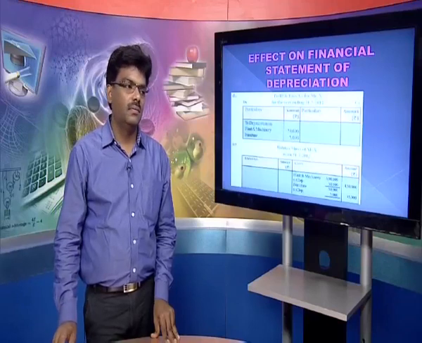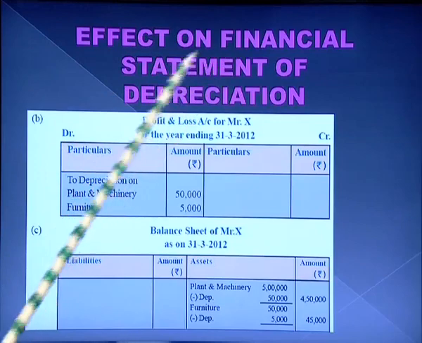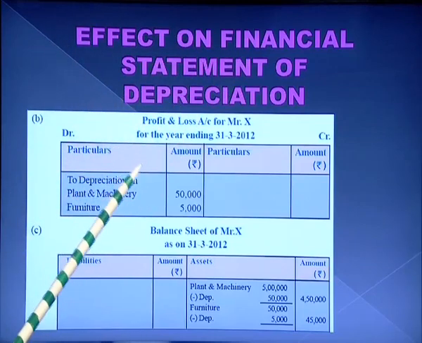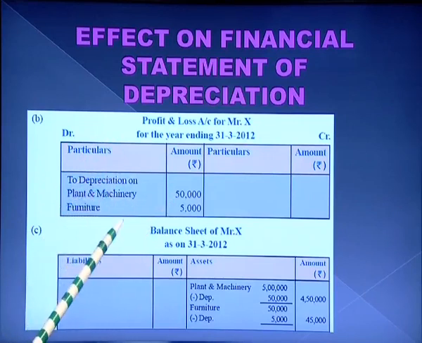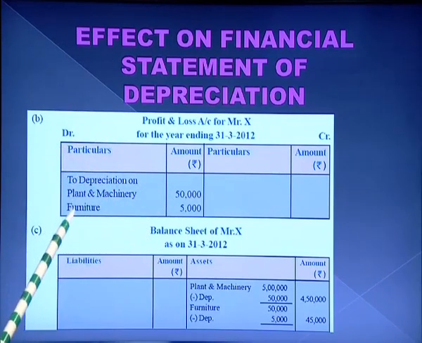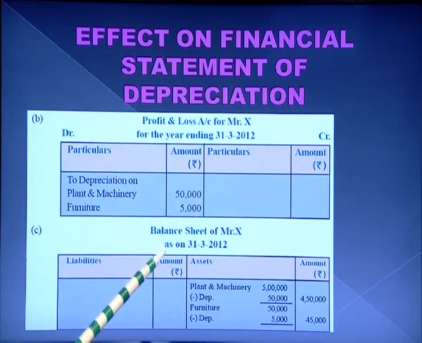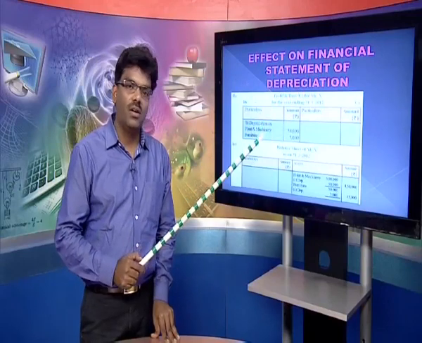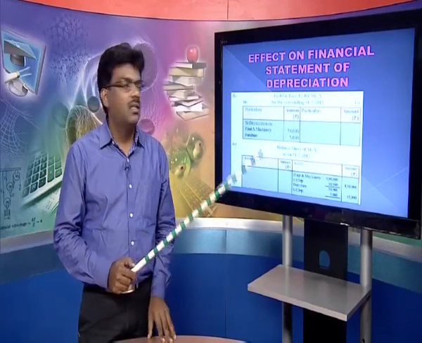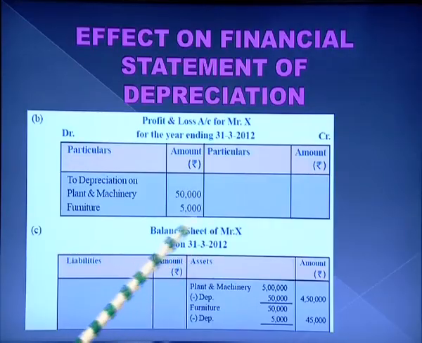So, dear learners, after the adjustment entry of depreciation, we will discuss the effect of depreciation on the financial statements. Total depreciation, that is 50,000 on plant and machinery, which we calculated earlier, and 5,000 for furniture. So, total depreciation is 55,000. This is an indirect expense. So, we will show this expense in the profit and loss account, and because it is an expense, it is shown on the debit side.